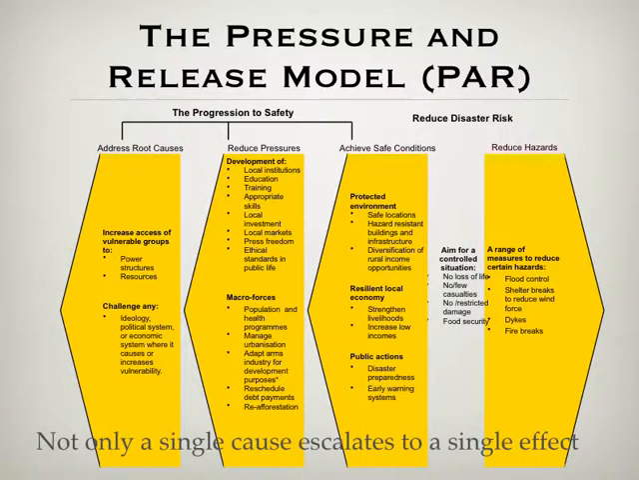But I think the main idea of this model, the pressure and release model, is to indicate that the situation is not necessarily as simple as these people experienced a disaster impact because of flooding. There's various different things impacting on that situation, and I think that's the aim of this. I think how you identify it or analyze it depends on your motivation for it as well.